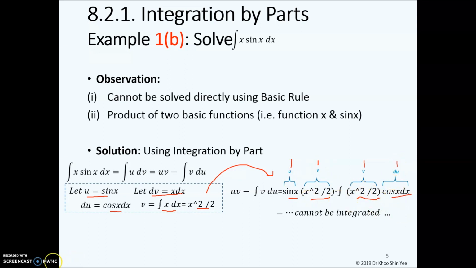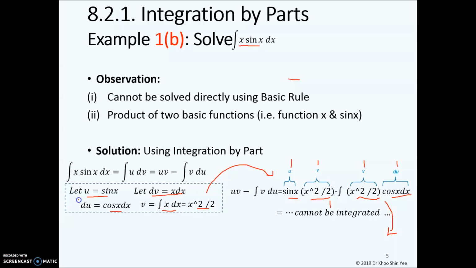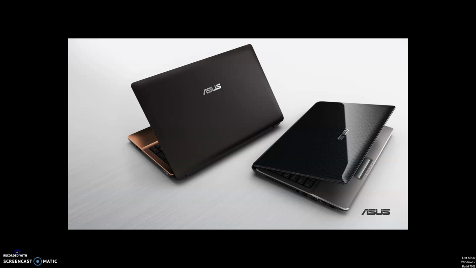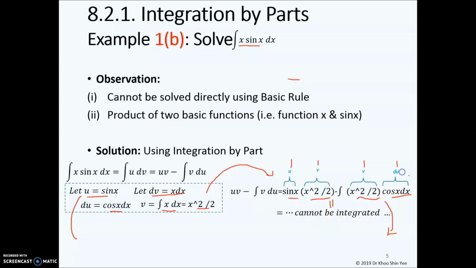So from here, you see that this function becomes more complicated, where the original function is x sine x. Now it becomes more complicated, x squared over 2 cos x. So we do not recommend you to continue integrating by using integration by parts. So if you found this case, or you get a problem like this, where you cannot get the result, try to choose the u, okay, instead of sine x, you choose u to be x, and solve it accordingly.